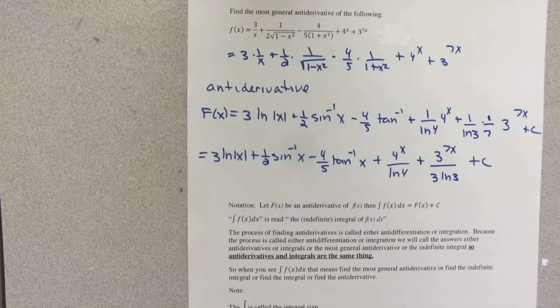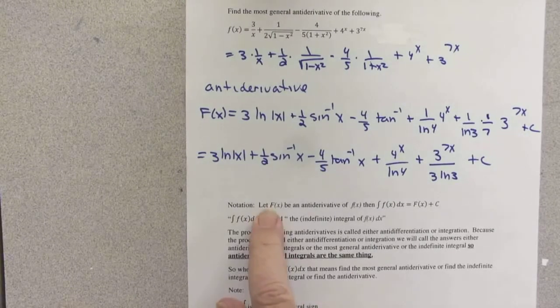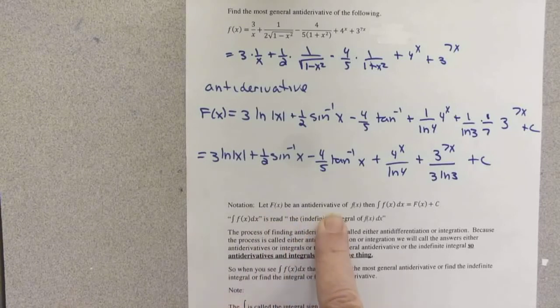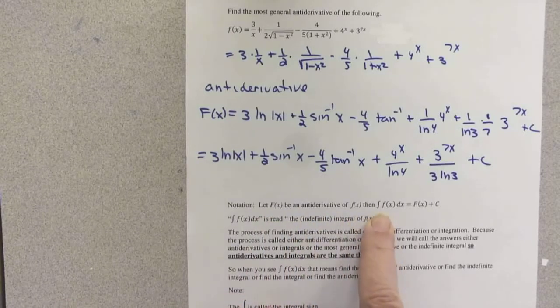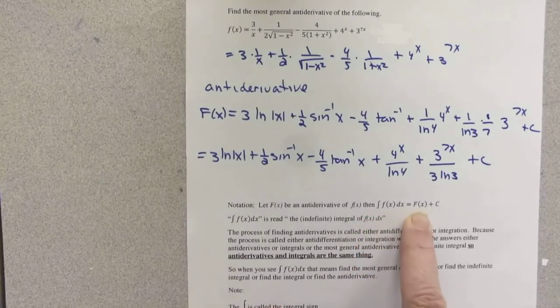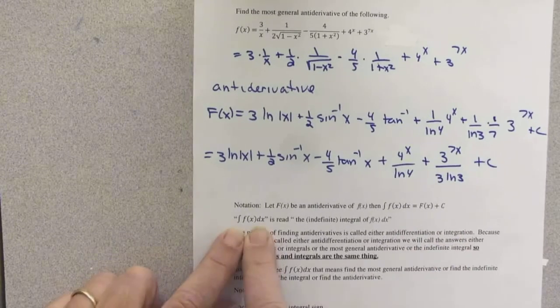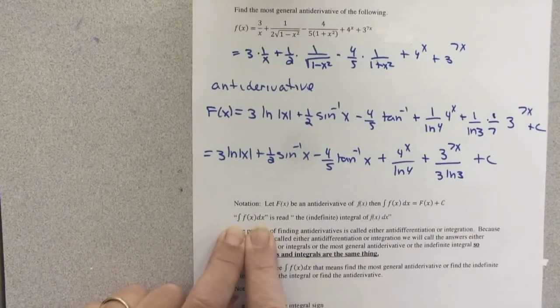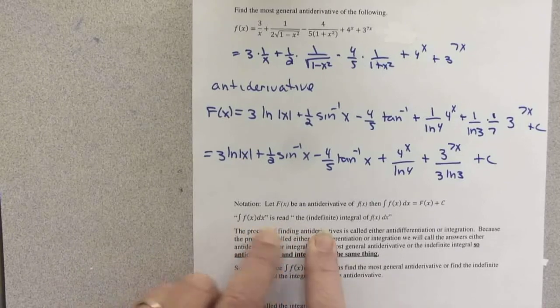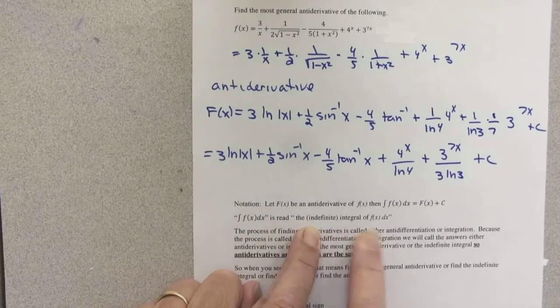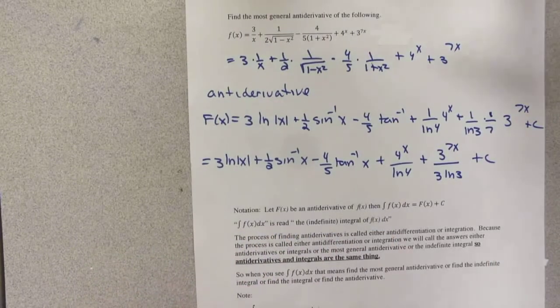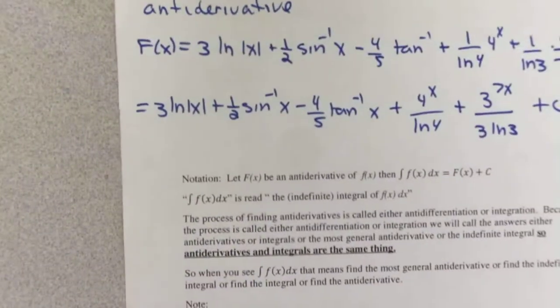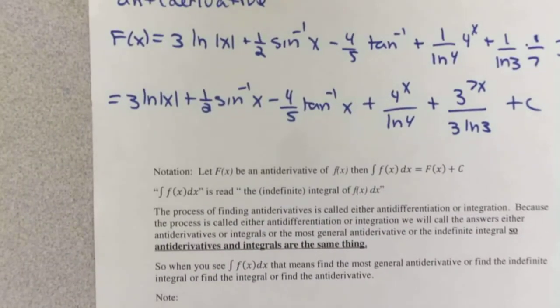So, better notation. Let capital F of x be an antiderivative of little f of x. Then you have this elongated s. Then the integral of little f of x dx is capital F of x plus c. So this sign right here, the integral of f of x dx, is read "the (indefinite) integral of f of x dx." Now I wrote indefinite parenthetically because most people don't say the word indefinite.